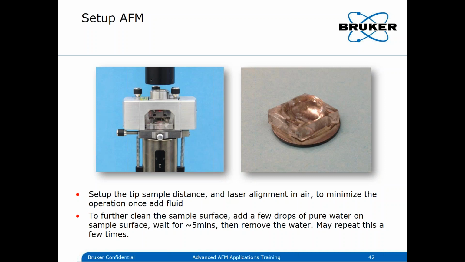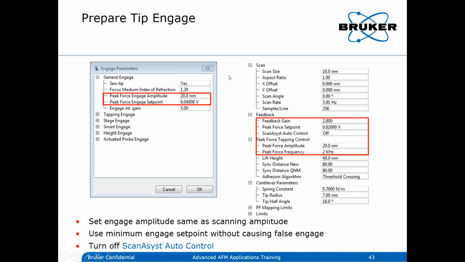Again, for the special case here, measuring on calcite, set up the sample distance and align the laser in air to minimize the operations once you have fluid added. Further, to clean the sample surface, add a few drops of pure water on the sample surface, wait for 5 minutes, and then remove the water carefully with a small lint-free Kimwipe tissue, which sucks off the water. With that, you can also get rid of contaminations on the calcite surface.